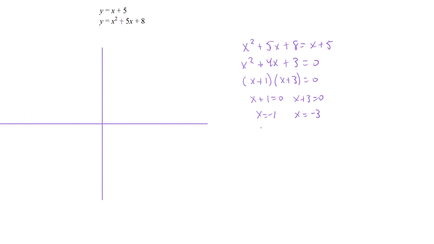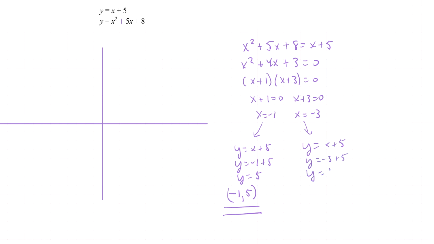For this value, if we have y equals x plus 5 and we substitute in negative 1, we get negative 1 plus 5, so then y equals 5. So when x is negative 1, y is 5. So that's one of our intersections. And then y equals x plus 5, if I substitute negative 3 in, I get y equals negative 3 plus 5. So y equals 2. And so when x is negative 3, y is 2.